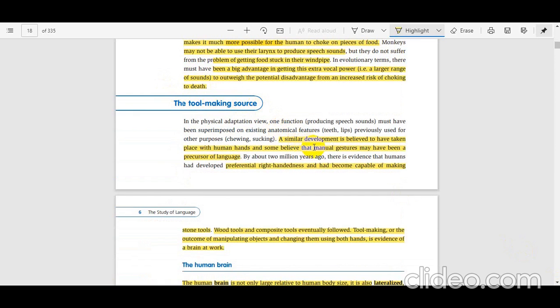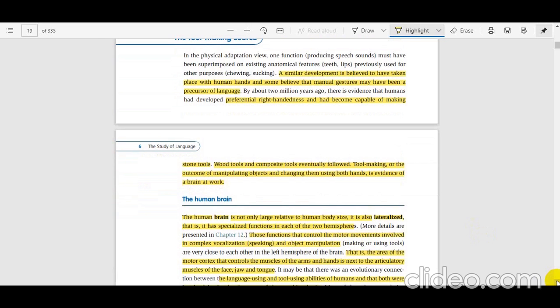A similar development is believed to have taken place with the human hands, and some believe that manual gestures may have been a precursor of language, means the old languages. Now, in this source, we are going to describe, in short, as an introduction, how humans are able to use their hands in making tools for fishing or for making their living.